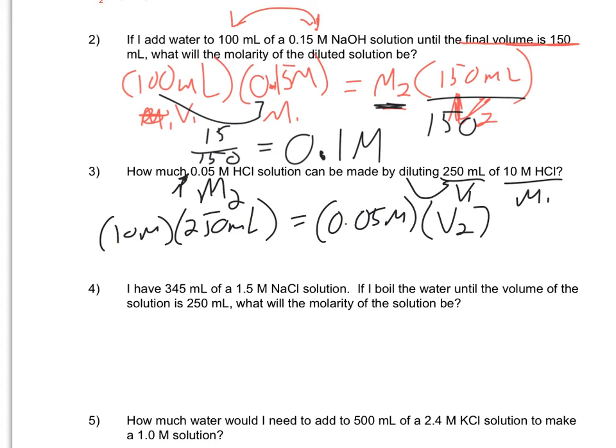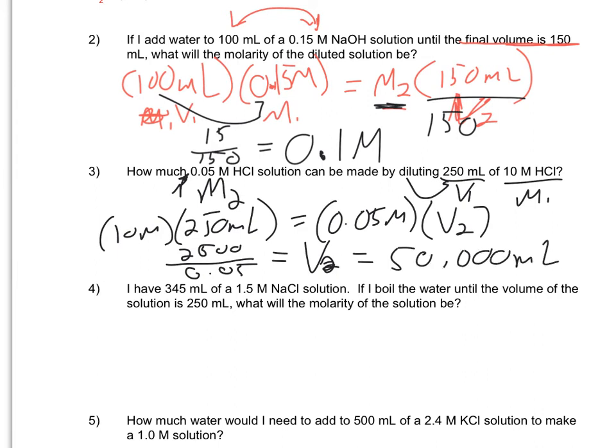So if we have 250 times 10, right, that's 2,500 on this side, and then we actually divide that by 0.05. So since we're dividing a number by a decimal, the number gets bigger. In fact, it gets quite a bit bigger. It ends up at 50,000 milliliters.